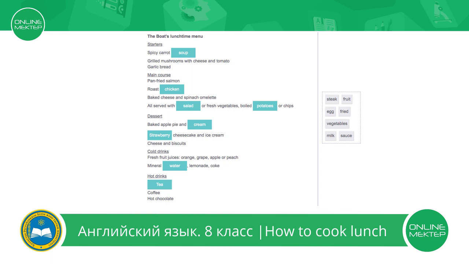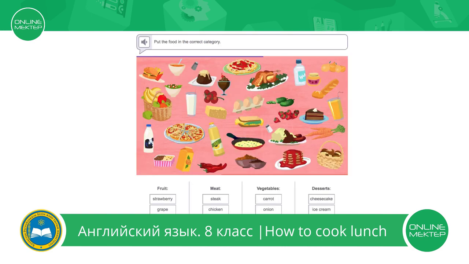Very good. Now I want to draw your attention to new words. I will tell the new words and you please repeat after me. Spicy carrot soup, garlic bread, pan-fried salmon, roast chicken, baked cheese and spinach omelette, strawberry cheesecake, cheese and biscuits. Very good.